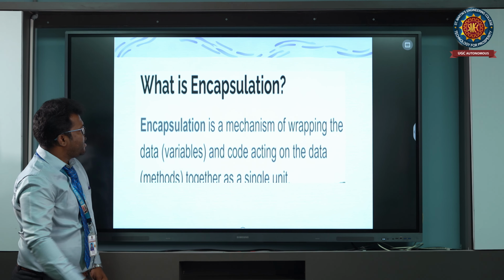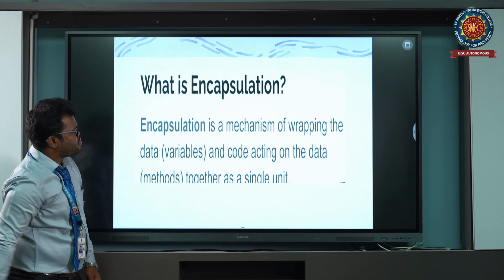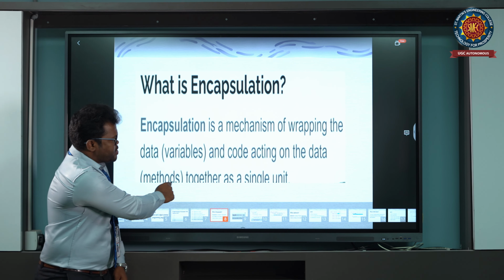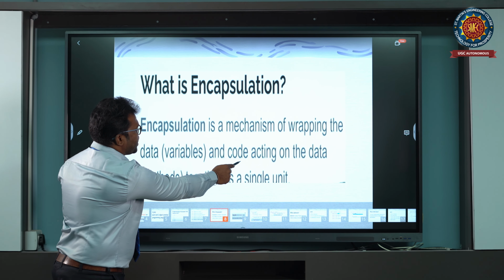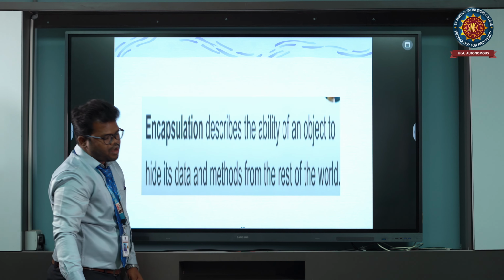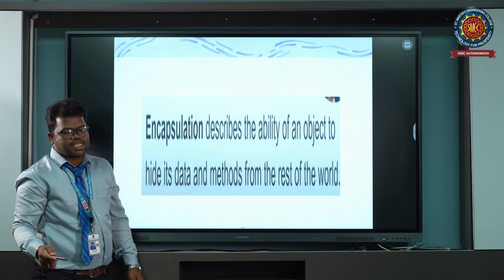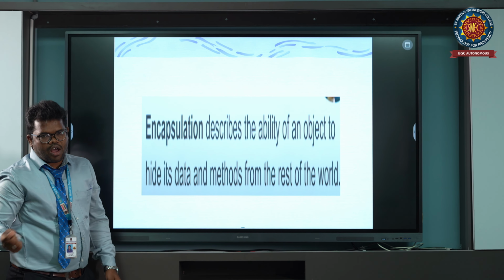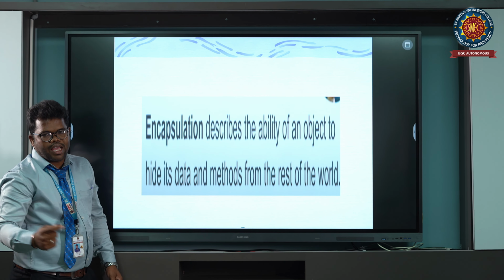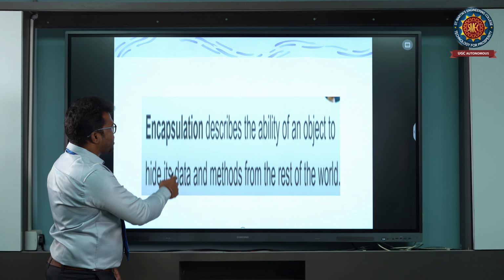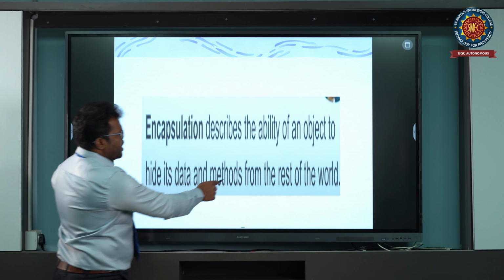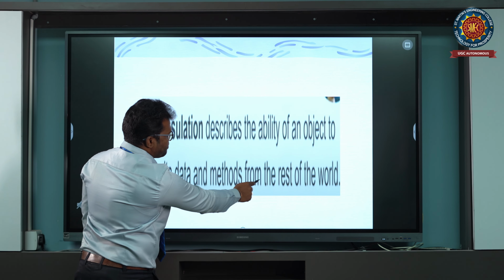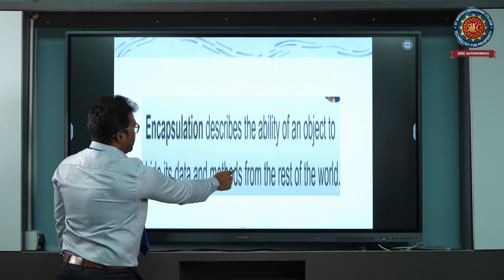Okay. For example, what is encapsulation? Encapsulation is a mechanism of wrapping the data, those are the variables, and the methods together as a single unit. For example, JNTU is a university. In that, there are two types of colleges, autonomous colleges and JNTU affiliated colleges. Encapsulation describes the ability of an object to hide its data and methods from the rest of the world.